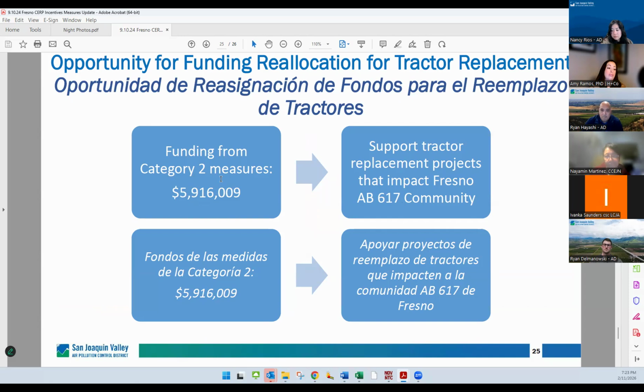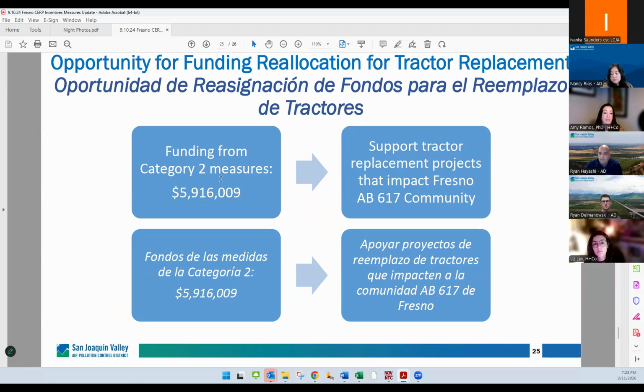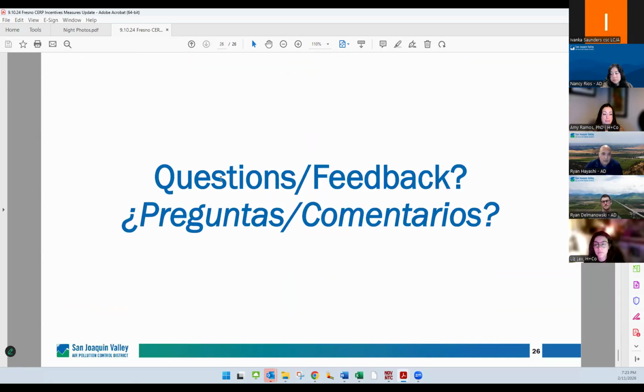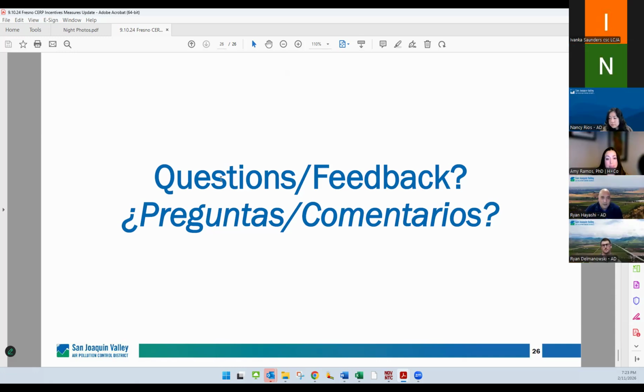So this was the recommendation. Now I heard some ideas about wanting to get together a subcommittee to talk more about this. What we would recommend would be to consider shifting funding from the category 2 measures that we weren't seeing the movement to support tractor replacements that will benefit the Fresno community. So at this point, I'll stop, and I see several hands going up and look to have a conversation.